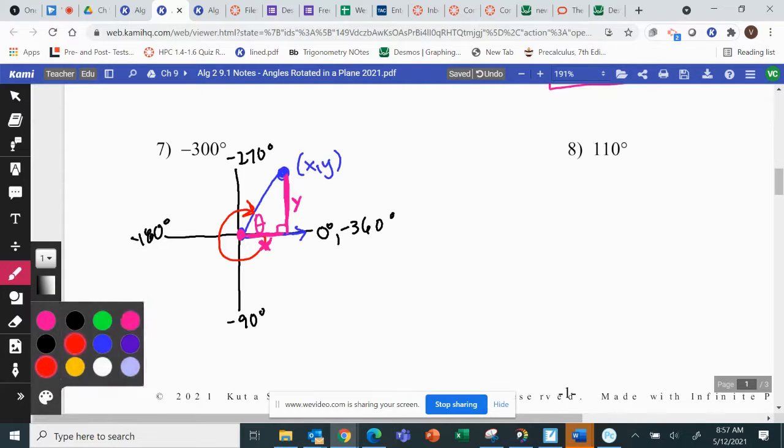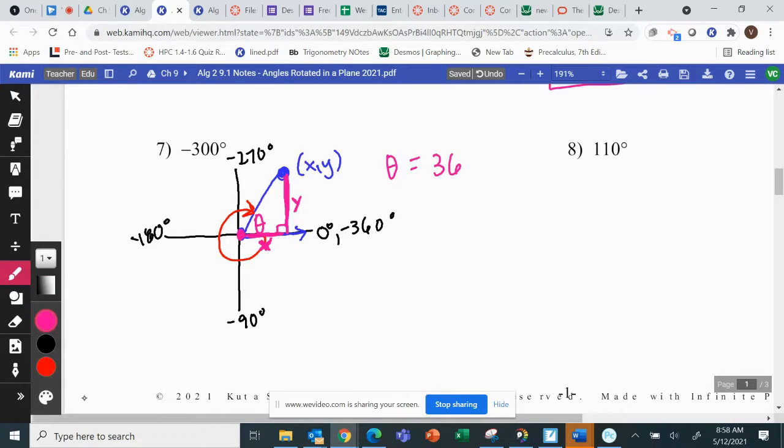So together, my red arc and my theta equal 360 degrees. Together, they make a whole circle. So I'm going to do 360 degrees, take away 300 to find the difference between the two, which is 60 degrees. That's how far theta by itself would be.